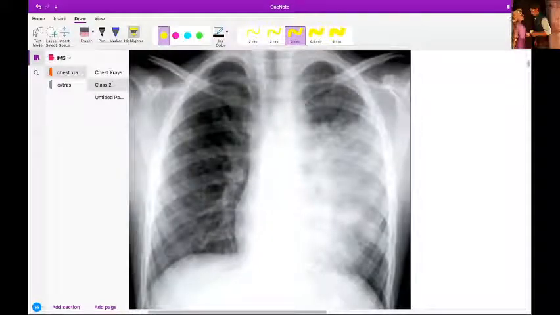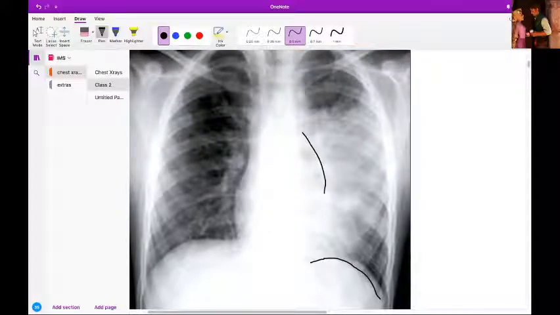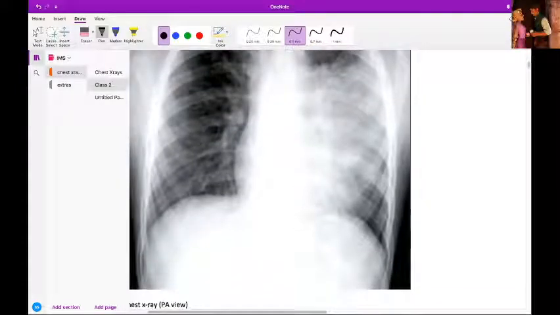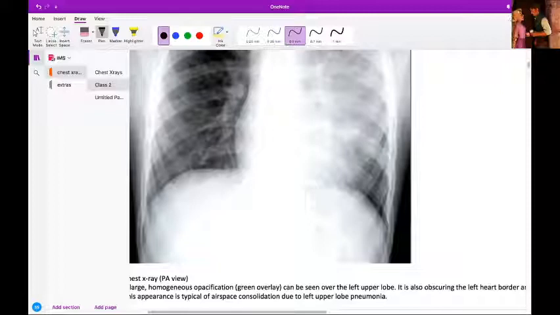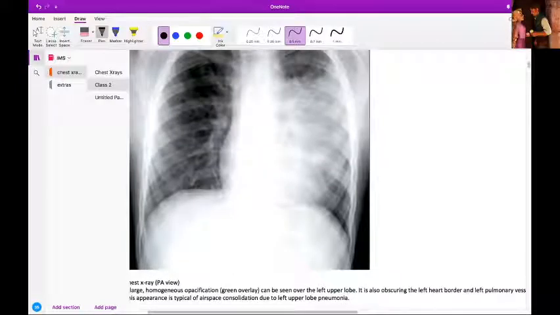Both, as in both left upper and lower? Actually, it's only the left upper lobe. I agree, because part of the diaphragm is obliterated over here, but it's actually clear. The heart is more affected. Yeah, it's mostly the left upper lobe. The left heart border does not cover the lower one, because the diaphragm is relatively clear. It is mostly the left upper lobe.